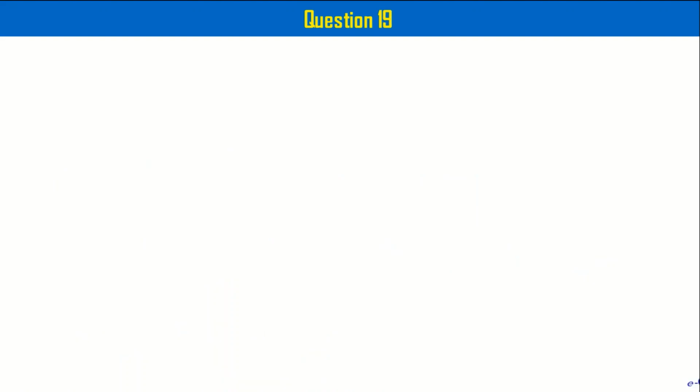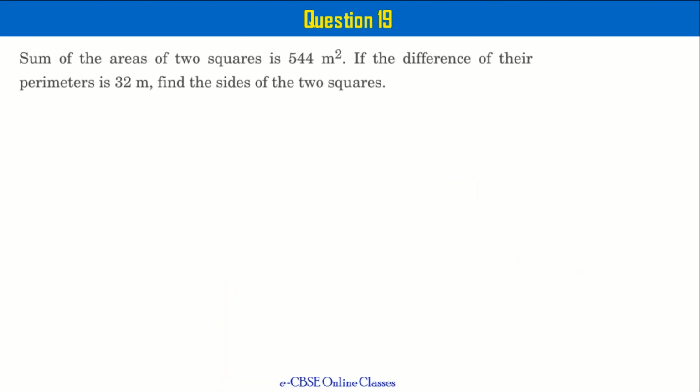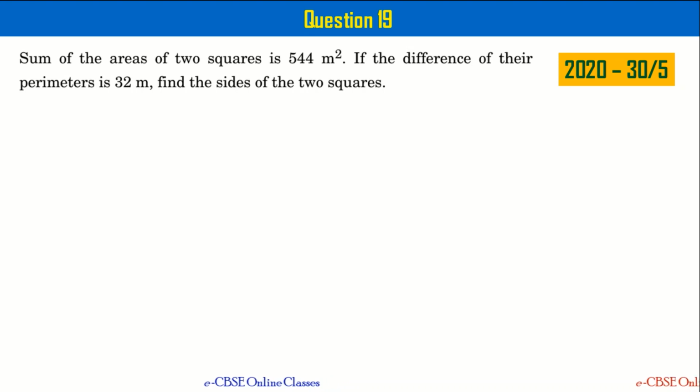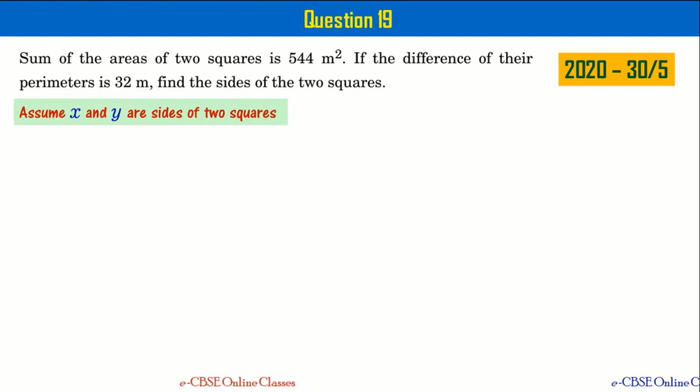Let's go to the next question, that is question number 19. Sum of the areas of two squares is 544 meter square. If the difference of their perimeters is 32 meter, find the sides of the two squares. Let me assume that x is the side of one of the squares and y is the side of another square.